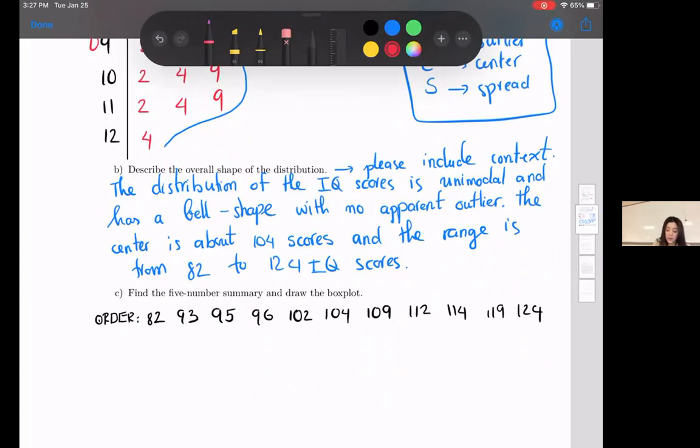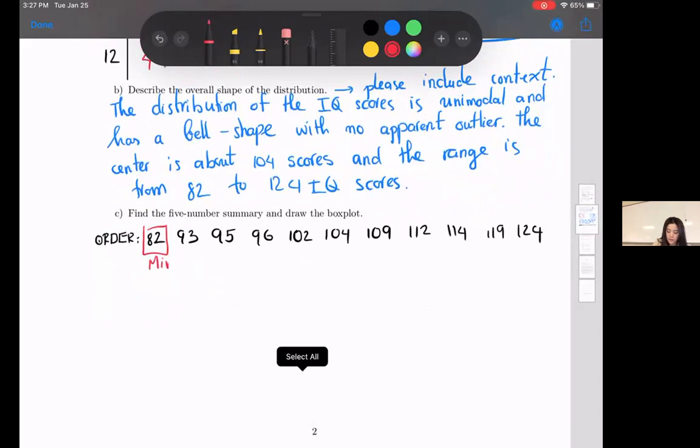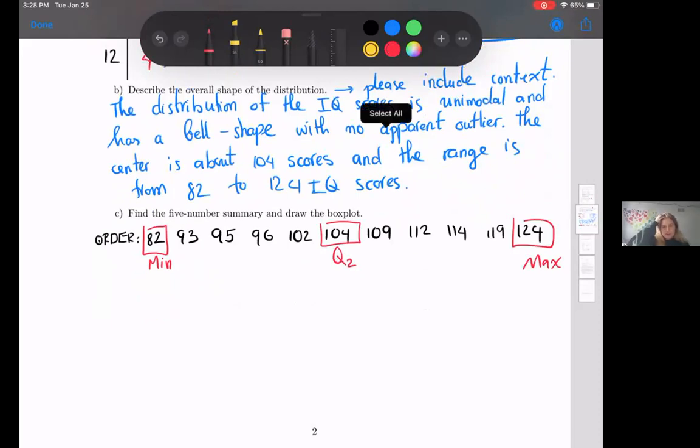First of all, the minimum. What's your minimum? That's your min, right? And this is your max. What's the median? 104. Yeah, thank you. That's Q2. You can say median, but Q2 is shorter. What's Q1? I got 95.5, because it was between two of them.